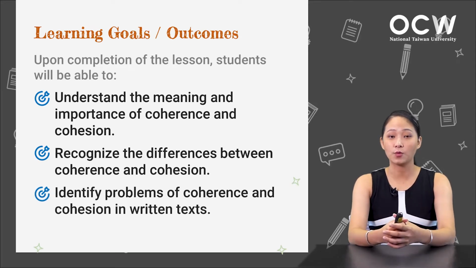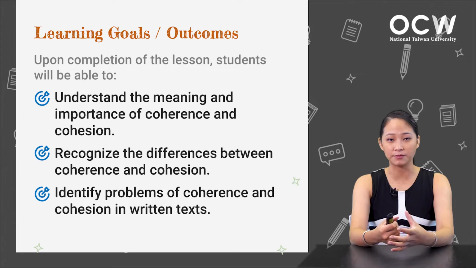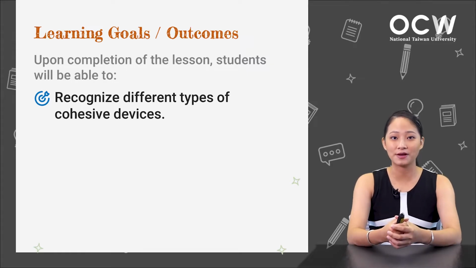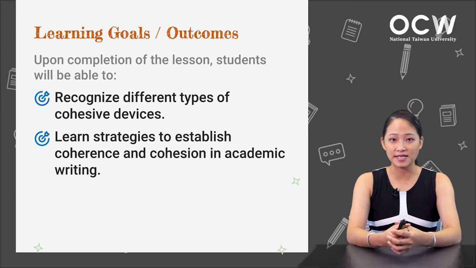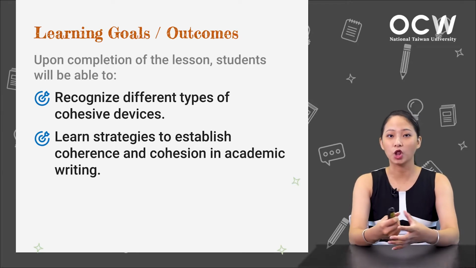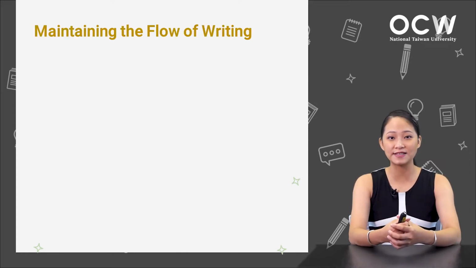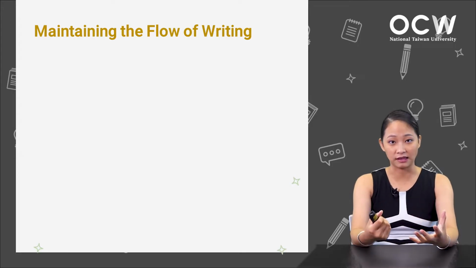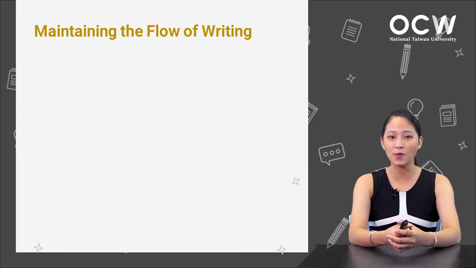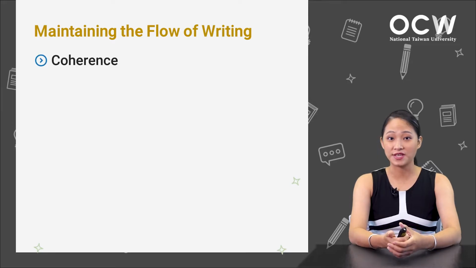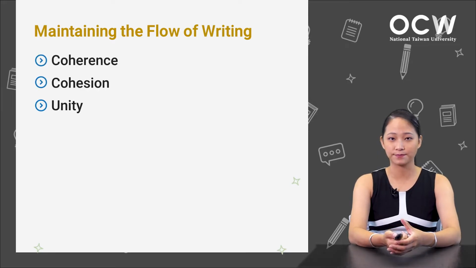The third goal is that we're going to try to see what problems with cohesion and coherence could appear in written text. Then we're going to try to learn about different cohesive devices. Next, in academic writing, how can we establish cohesion and coherence? We will be looking at several strategies. So today we'll be talking about three different types of skill and how to maintain the flow in academic writing, namely coherence, cohesion, and unity.